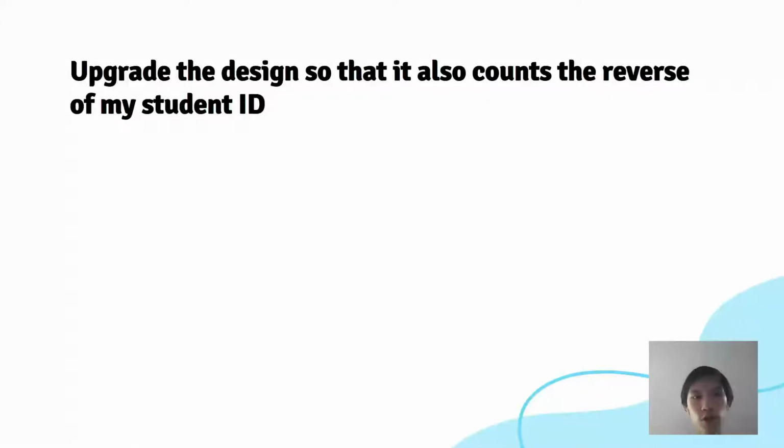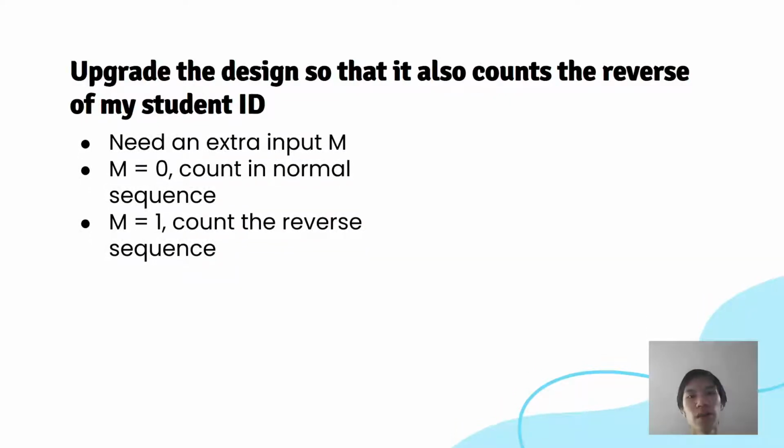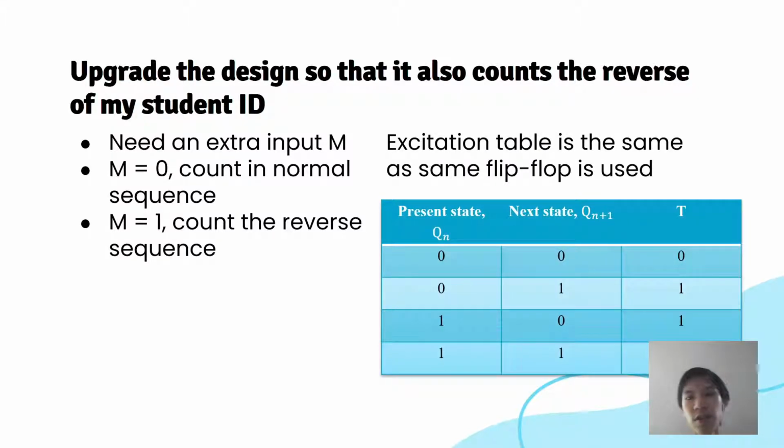And then back to 0, 1, 0, 7, 3, 3, 4. And now I'm going to show how I upgrade the design so that it also counts the reverse of my student ID. The number of flip-flops used is the same as the previous circuit, which is 4. But we need an extra input M, and when M equals 0, the counter will count in normal sequence, and when M equals 1, the counter will count the reverse sequence. And the excitation table is the same as the same flip-flop is used.